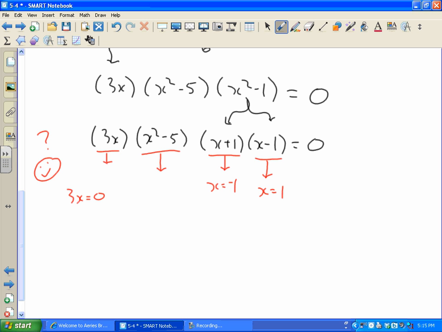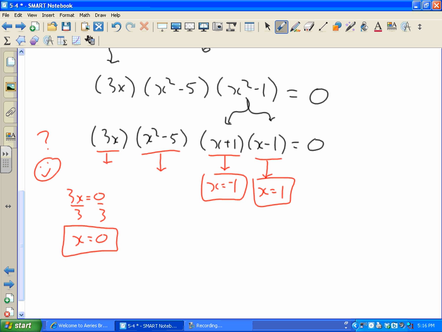Oh, I can do that. 3x equals 0. If I divide both sides of the equation by 3, then x equals 0. Cool. We've got a root or a solution.